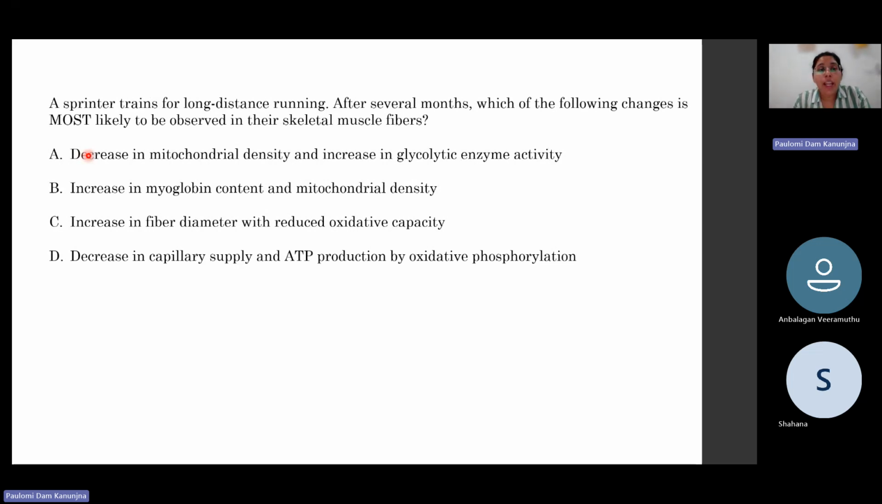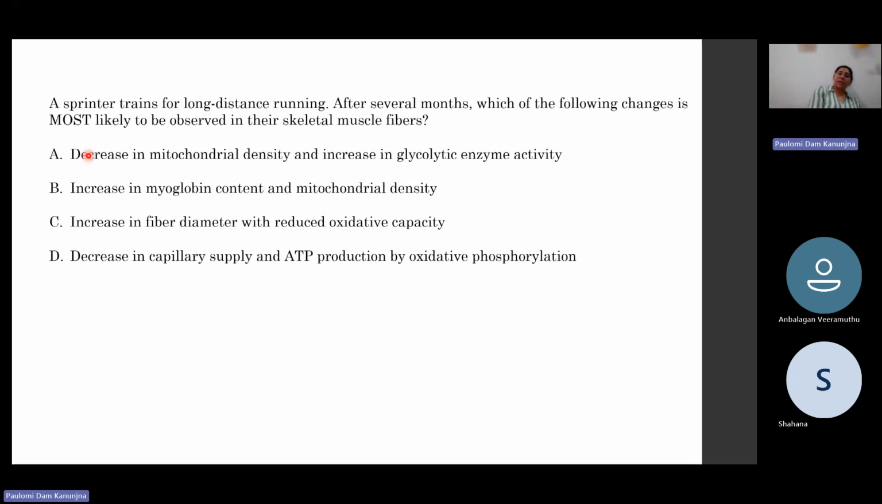Okay, the first one. A sprinter trains for long distance running. After several months, which of the following changes is most likely to be seen in their skeletal muscle? And this is related to your twitches. If you remember, we learned about twitches and we saw that how a person practices defines what kind of muscle intensity that person will have. So I hope you understood the question.